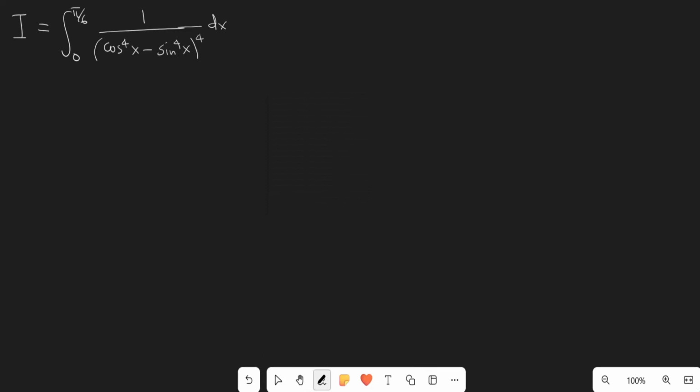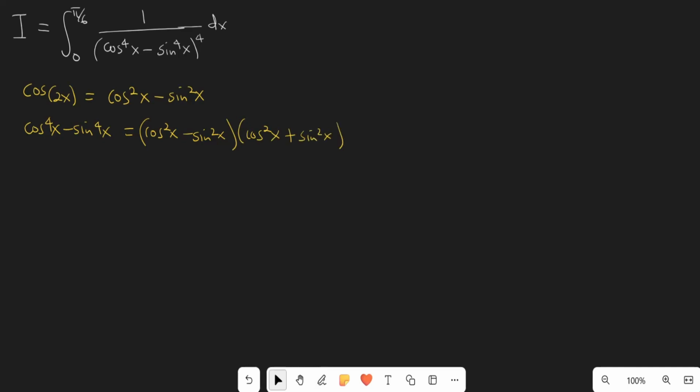So this integrand, if from the double angle identity, what is cosine of 2x? Cosine of 2x from the double angle identity is cosine square of x minus sine square of x, right? This is trivial. So if we have cosine to the 4th power of x minus sine to the 4th power of x, this one can be written as cosine square of x minus sine square of x multiplied by cosine square of x plus sine square of x. When we multiply these out, we are going to get cosine to the 4th power of x minus sine to the 4th power of x, right?